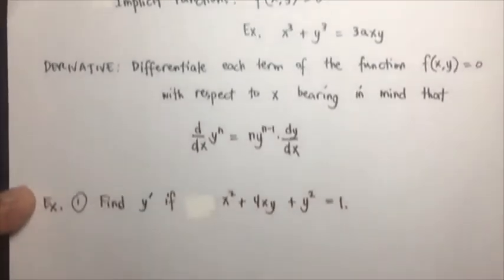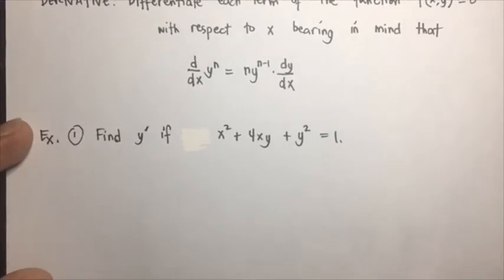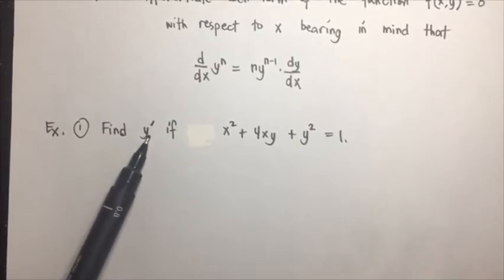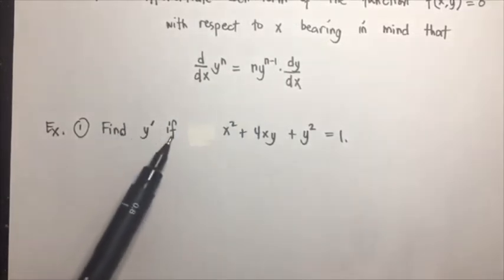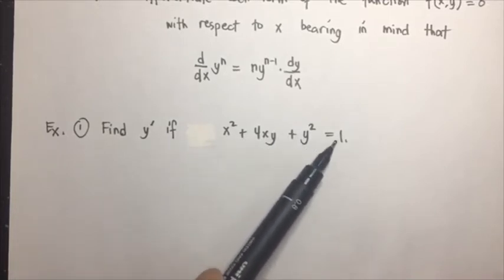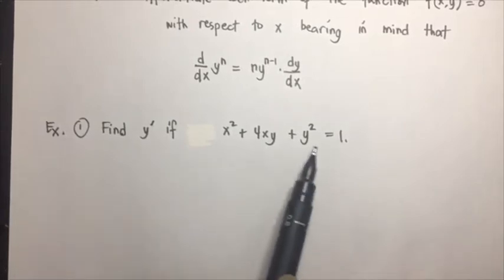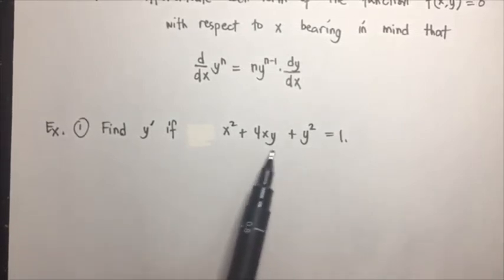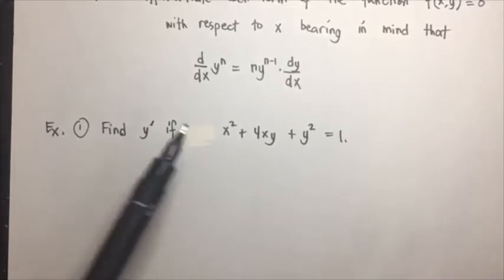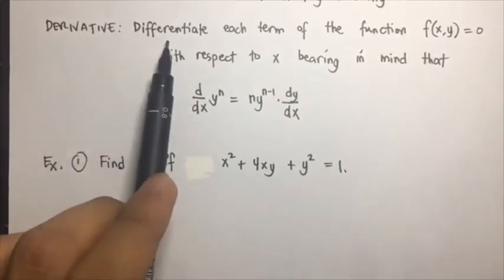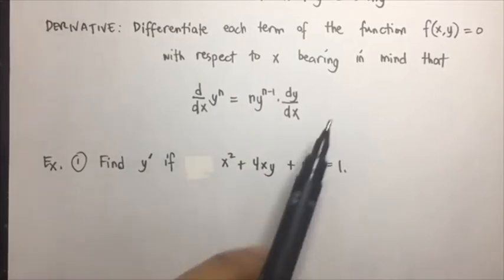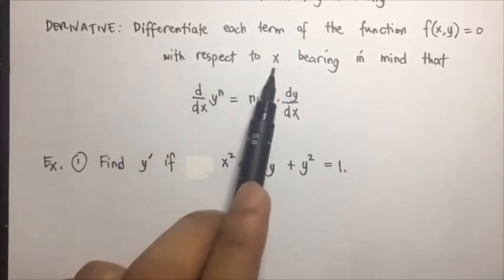Say for example, we have here, find y prime. So y prime is also dy over dx. Find y prime if we have x squared plus 4xy plus y squared is equal to 1. Okay, so this is clearly an implicit function, since y is not clearly defined in terms of x. So what we need to do, we just proceed directly by differentiating each term of the function, differentiating or deriving it with respect to x.